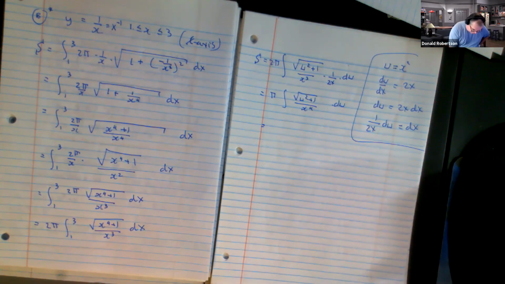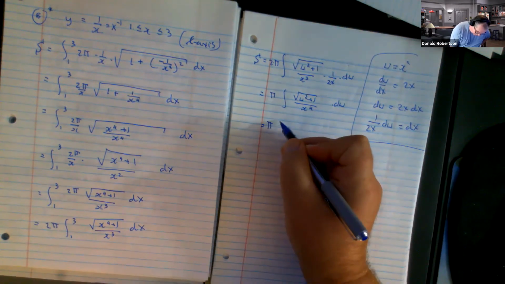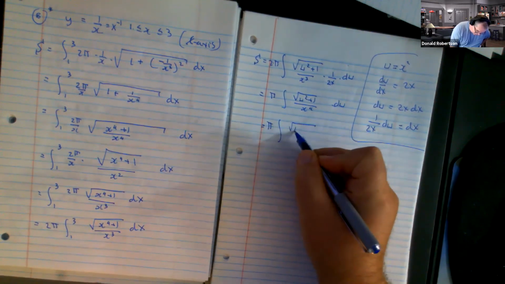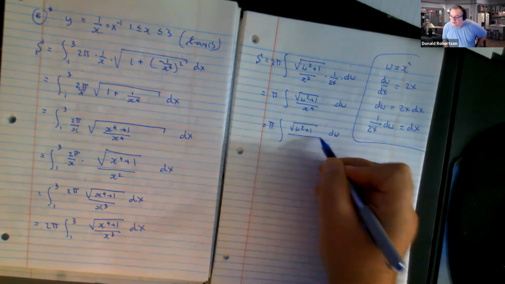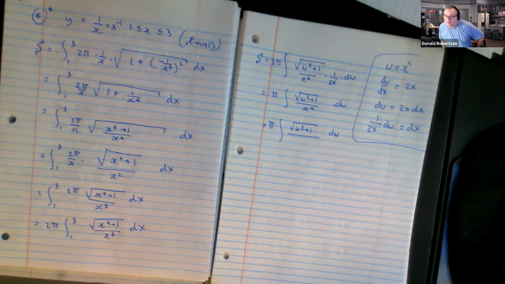How am I going to fix the x to the 4 in terms of u? What will x to the 4 be in terms of u? U squared.